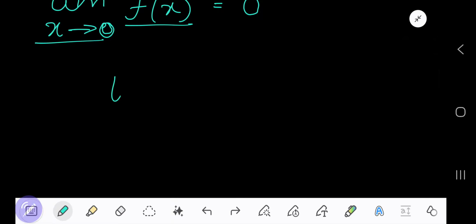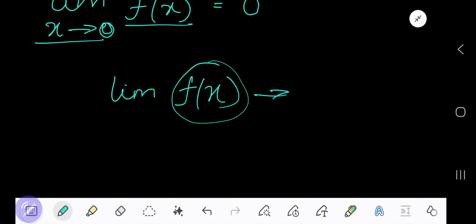So a limit is basically telling us what a certain value is approaching as another value approaches a certain constant.